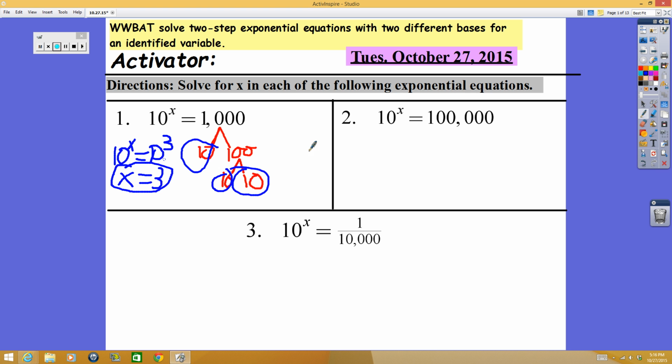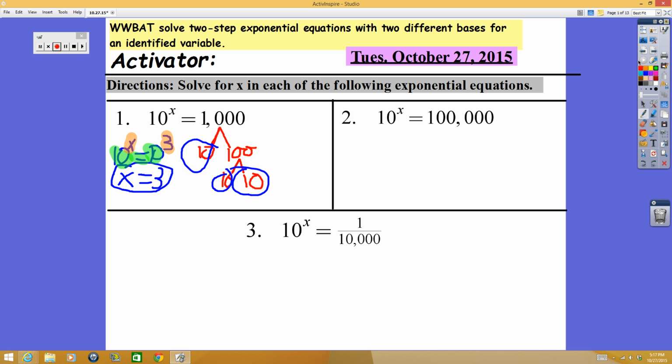That is your answer. And once again, that's because we know that 10 equals 10. I'm not worried about that. I'm trying to solve this guy, x. And the only other thing up there on that exponents level was 3. So x equals 3.